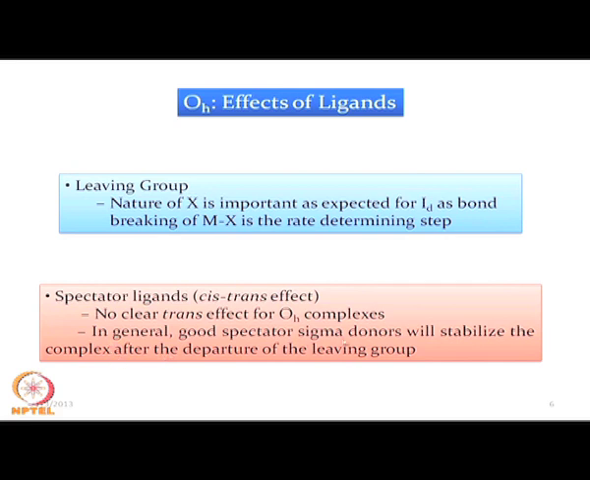In general, good spectator sigma donors, which have a good trans effect, as we have seen, will stabilize the complex after the departure of the leaving group. That means, when the leaving group X is going away, the bond is breaking on M-X, the molecule is moving from an octahedral geometry to a square pyramidal geometry, and in that case a spectator ligand which has sigma donor ability will stabilize this square pyramidal geometry, as it is expecting to attach the corresponding group which is coming to attach to the center as Y.